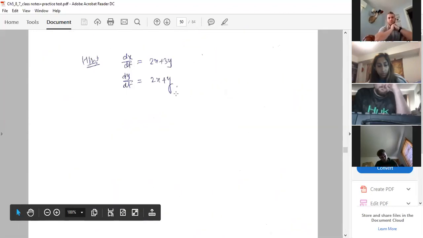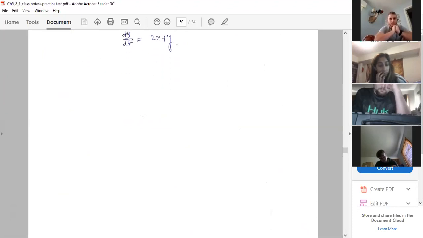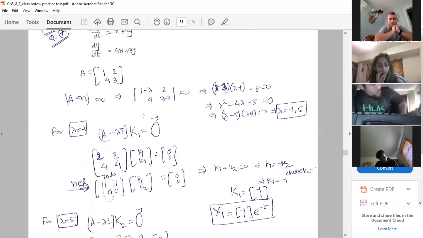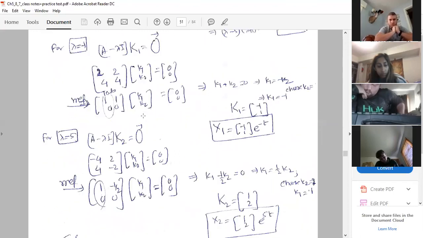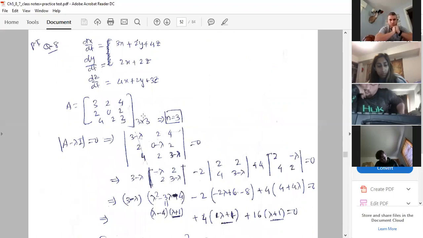This is the homework problem. If it is possible, solve this problem on your own. It's simple. Okay, another example is there. Question number 7, I think, is the same one. I don't know. It is just another example. Same way. Question number 8, practice test.